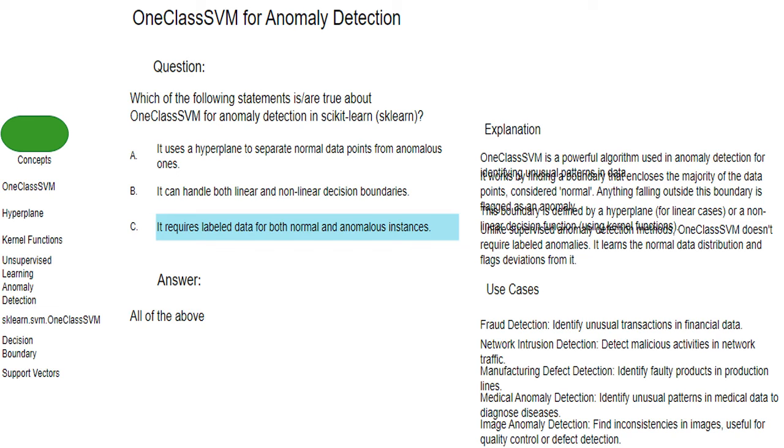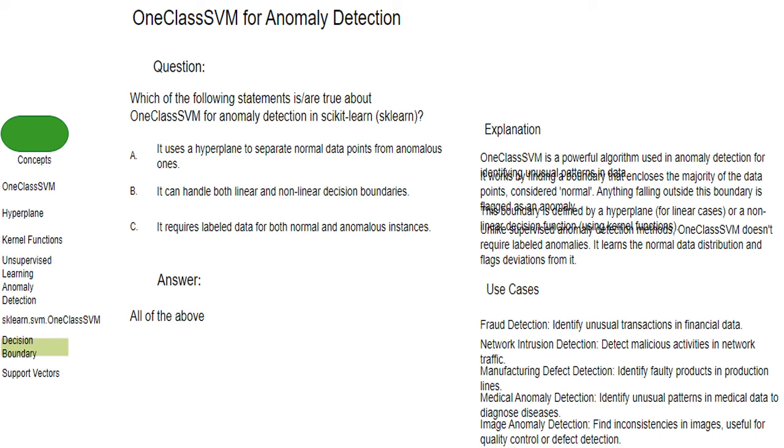One-Class SVM uses a hyperplane or a nonlinear decision boundary to separate normal data from anomalies. The hyperplane is a linear decision boundary, which is used when the data is linearly separable. Nonlinear decision boundaries are used when the data is not linearly separable, and they are created using kernel functions. True. Hyperplane. Kernel functions. Decision boundary.